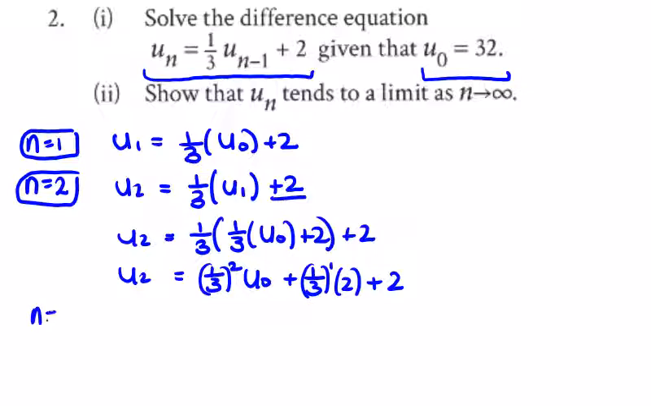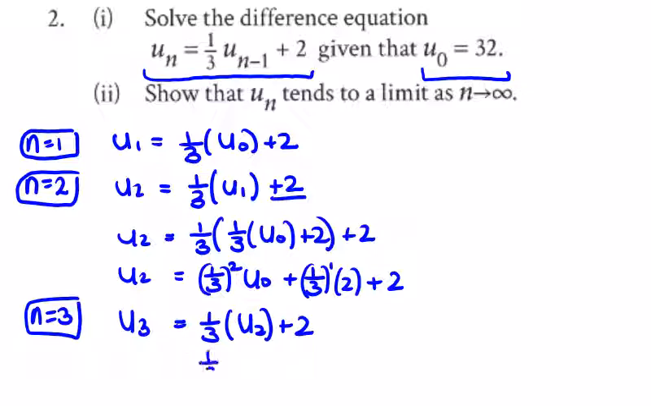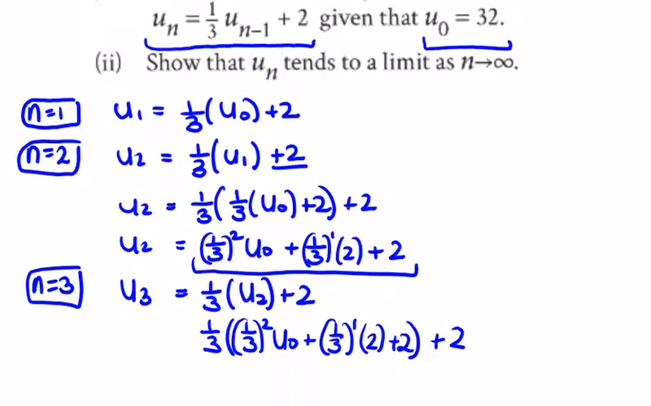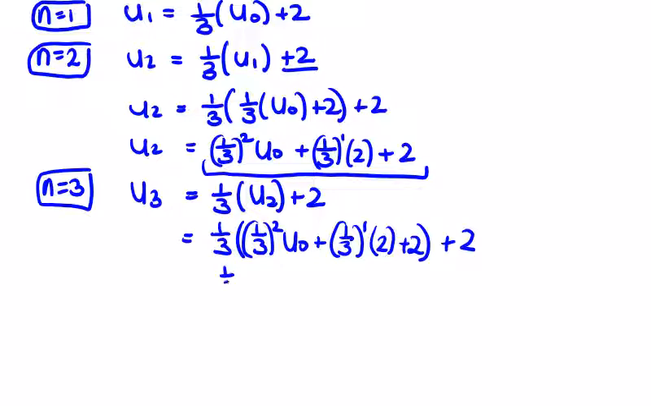So let's look at n is equal to 3, and then we should be able to see the pattern. u3 will be equal to a third of u2 plus 2, which is what we have above, a third of this whole expression, a third to the power of 2 times u0 plus a third to the power of 1 times 2 plus 2. We also have the plus 2 at the end. So we're going to get a third to the power of 3 times u0 plus, I'll factor out the 2. I left out a third.